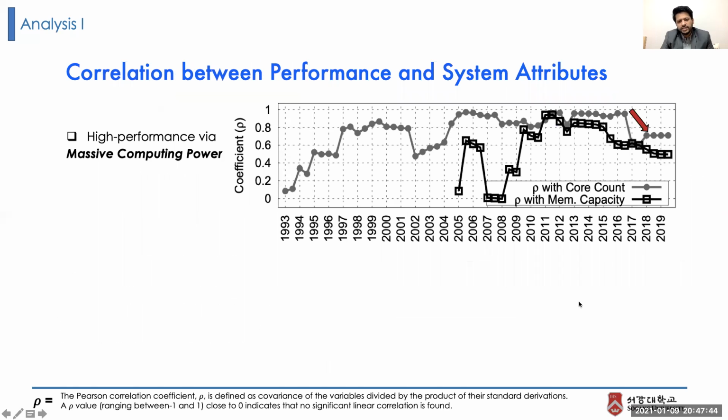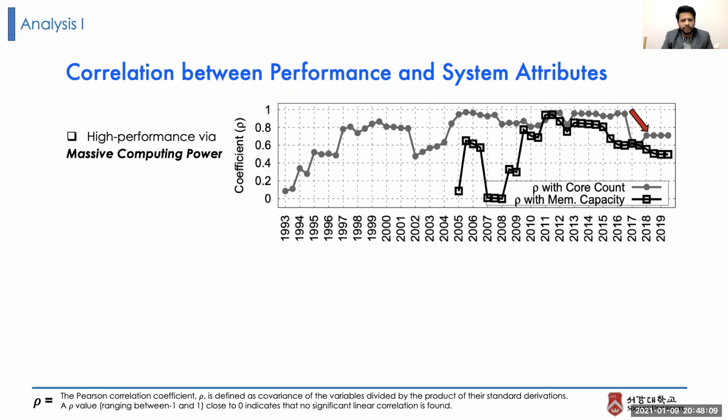A key factor in achieving a high HPL score is to have a very strong correlation between the performance and the system attributes. Therefore, in order to have a high HPL score, one needs strong computing power. For this purpose, recent supercomputers tend to be equipped with a massive number of computing cores. So we analyze how the total core count of a supercomputer affects its RMAX score.